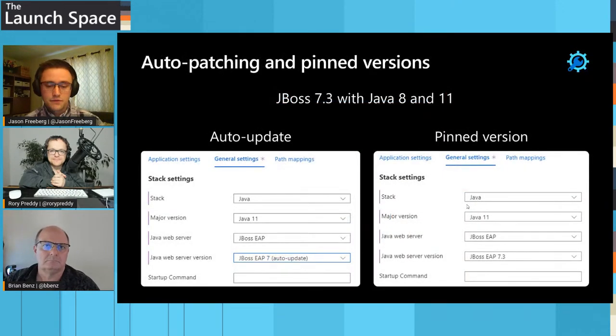So also with App Service, you can let the platform automatically upgrade your JBoss server version. Or on the other hand, you can pin to a specific version and then manually upgrade that when you're comfortable. And this is also a great opportunity to use that staging slots feature that I mentioned earlier. So if you're on JBoss 7.2, you can upgrade to 7.3 in a staging environment, and you can confirm that your application is working correctly there. And then you can swap that configuration change and that new server version into production, and you'll have much higher confidence that your application is going to work correctly in production with that new version.